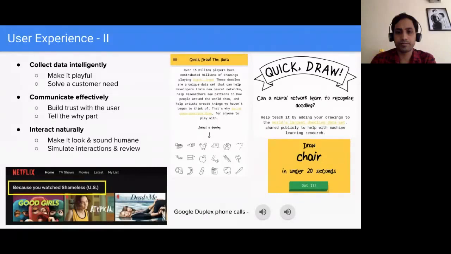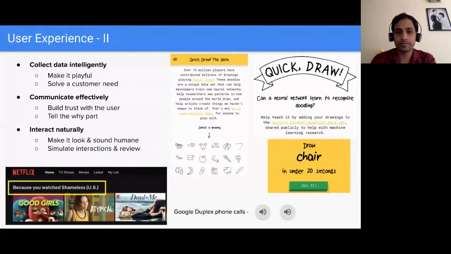So it tells you why we are recommending this, so it doesn't sound creepy, right? It tells you because you've seen this, I'm showing you this, right? And second, it also creates a sense that I understand how my user data is getting used, right? So it is very helpful in that way.